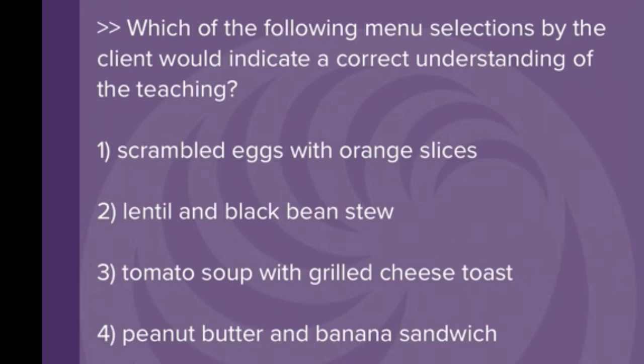All right, let's look at this question. So the question says correct understanding. So we are looking for the true statement, the true option here. When we're talking about iron deficiency anemia, we're looking for foods that are going to be high in heme iron. So our correct answer on this one is going to be option 1, scrambled eggs with orange slices. That's going to be our combination of foods with high heme iron, which is our eggs, and orange slices, which helps to absorb that iron better.